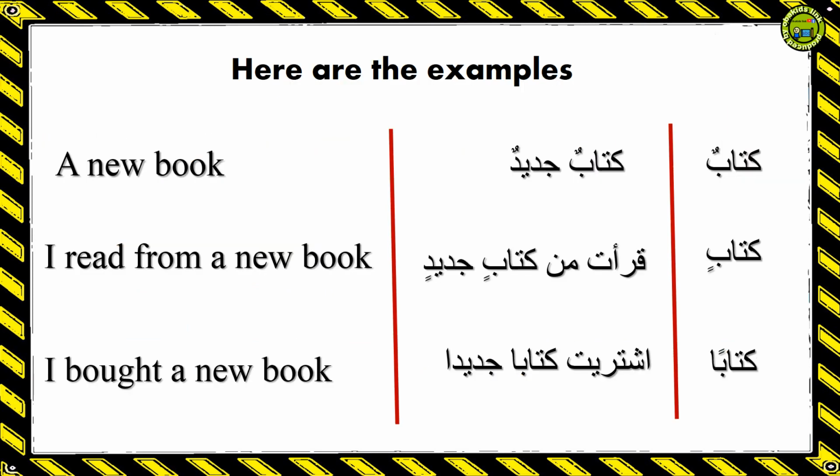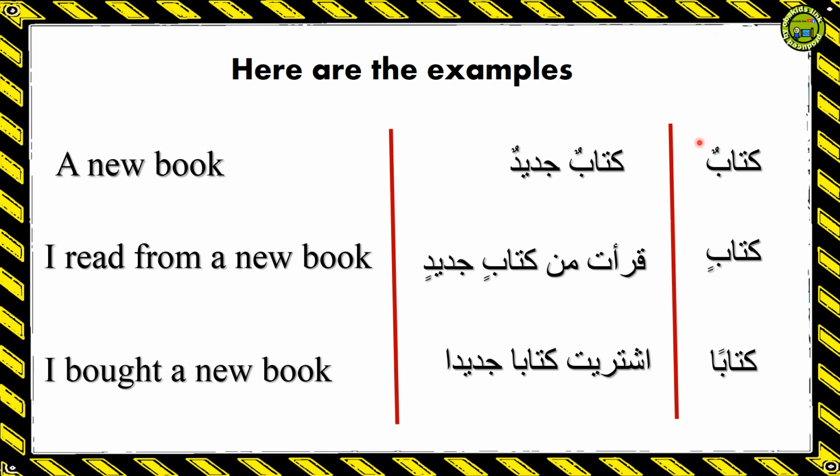Here are the examples. Kitabun, a book. Kitabun jadidun, a new book. Kitabin, a book. Qara'tu min kitabin jadidin. I read from a new book. Kitaban, a book. Ishtaraytu kitaban jadidan. I bought a new book.